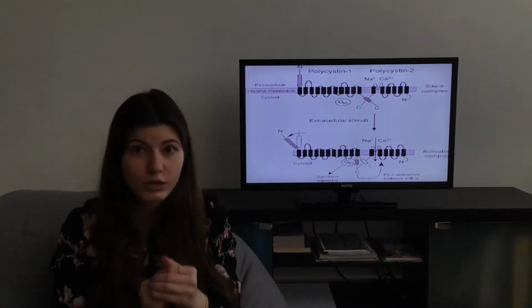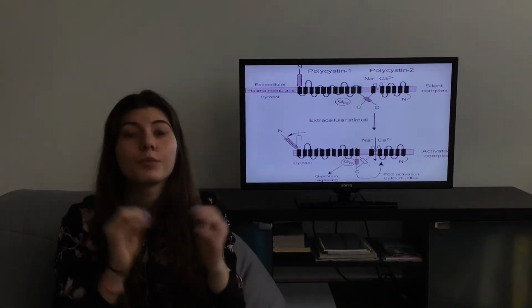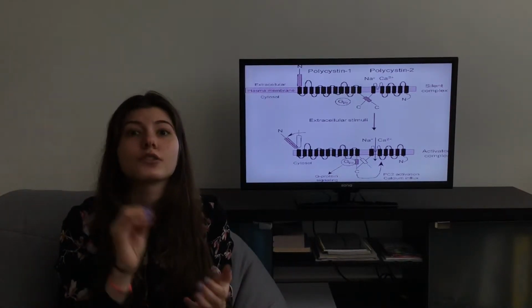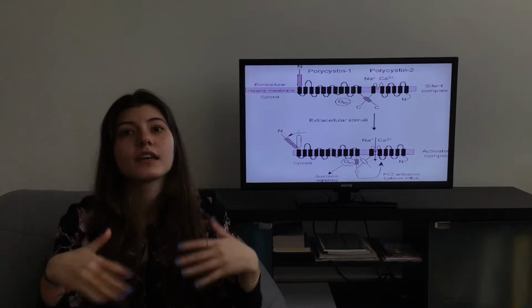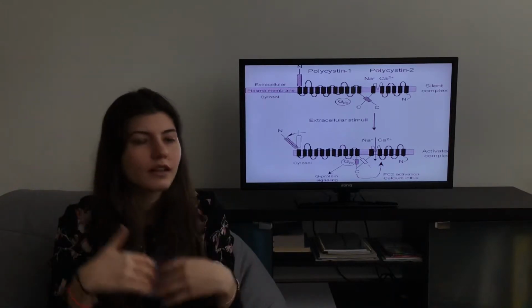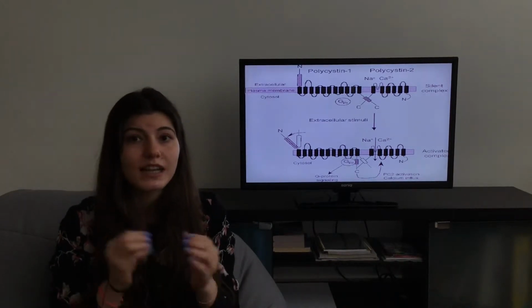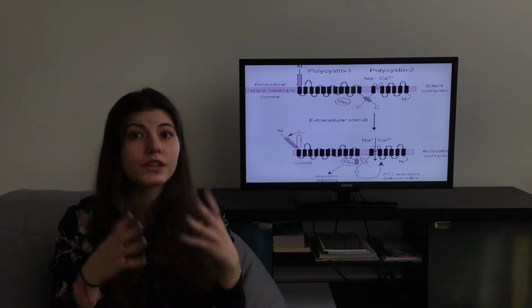So when there is a mutation in the PKD gene, polycystin 1 and polycystin 2 do not function, and therefore they reduce the amount of Ca2+ release, and therefore there is kidney expansion and the formation of many cysts on the kidney. Now, the goal of the treatment is to control the symptoms and prevent complications.